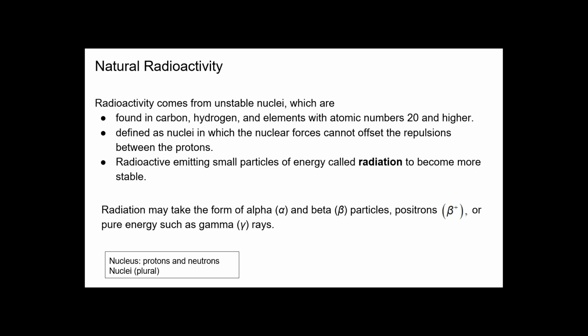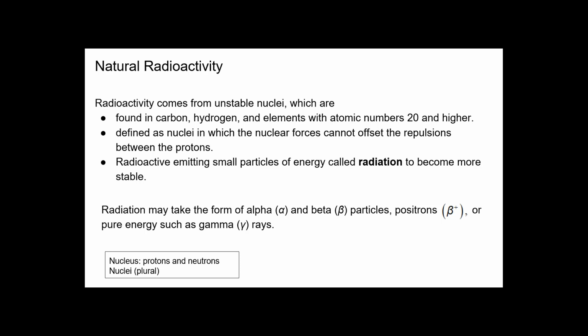So in order for this unstable nuclei to become stable, it has to release this energy, these particles, in order to become stable. And that's what we're discussing, this energy that comes off in order for these unstable nuclei to become another element. And that radiation is in the form of alpha, beta, positrons, and gamma rays. So that's what we're going to be looking at.